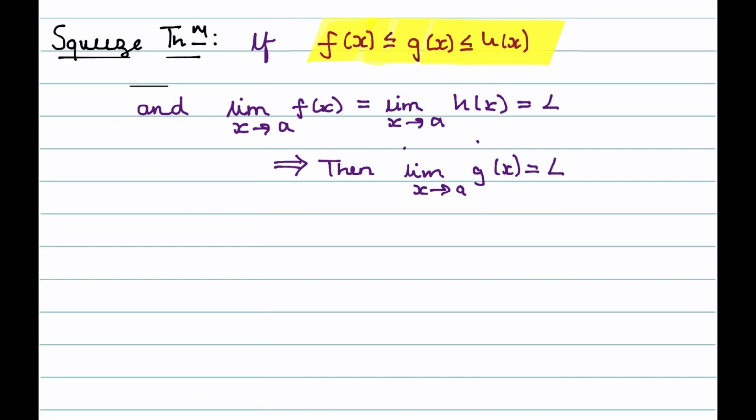And we also know that the limit of f of x as x approaches a is equal to the limit of h of x as x approaches a, which is some value L. Then the limit of g of x as x approaches a must also be equal to L. So let's look at an example. I think the best way to understand is to look at an example.